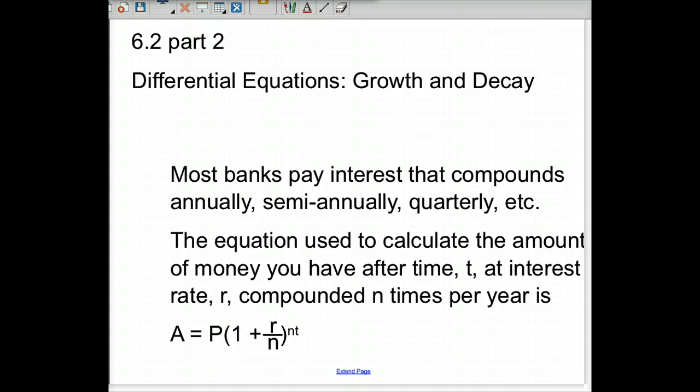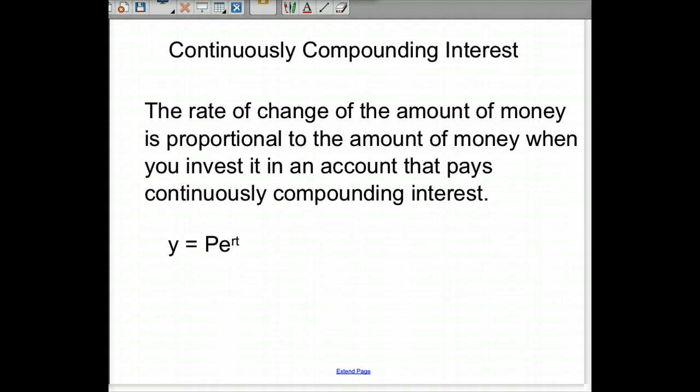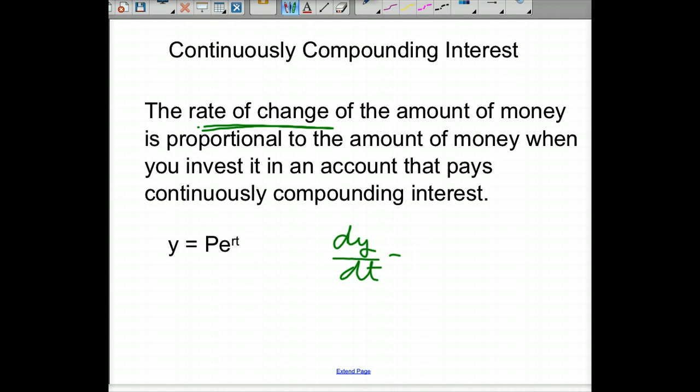But have you worked with interest that compounds continuously? I think some of you said you have. The rate of change of the amount of money is proportional to the amount of money when you invest it in an account that pays continuously compounding interest. So that rate of change of the amount of money, dy/dt, is proportional to the amount of money, if y is your amount of money.